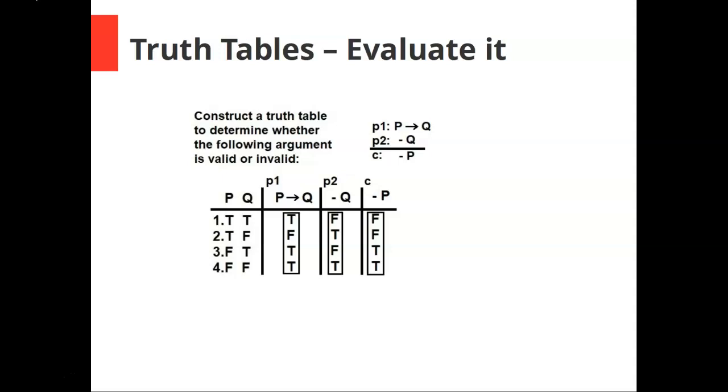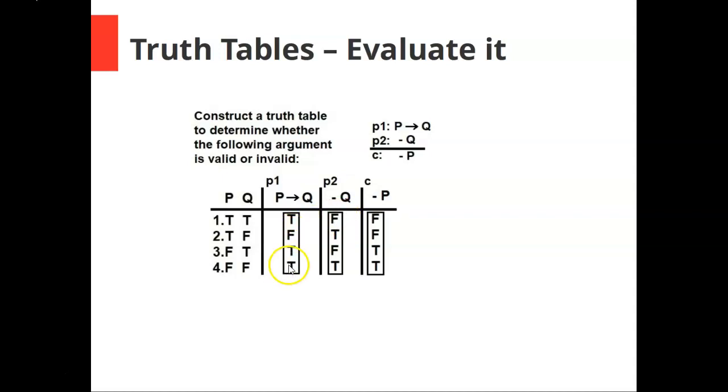So what we have to look at is every row, from left to right, every row in which all the premises are true. So ignore the conclusion column for now. Look at every row in which all the premises are true. That's the only rows that we care about. We don't care about row 1 because in row 1 at least one premise is false. Same thing for 2, same thing for 3.